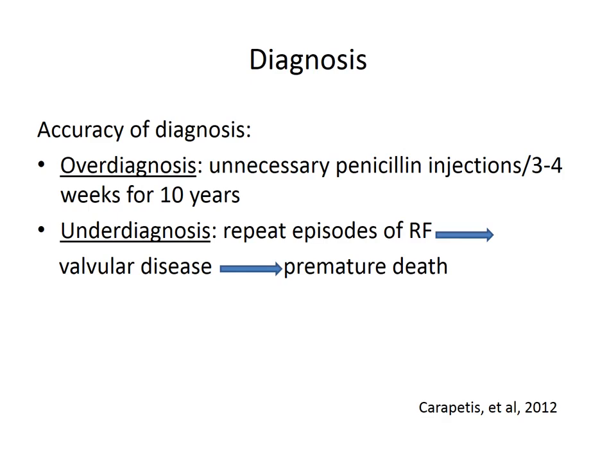The diagnosis was not as accurate as one would have hoped. There are quite a number of overdiagnosed and underdiagnosed cases. The overdiagnosed cases can eventually end in unnecessary penicillin injections every 3 to 4 weeks for 10 years or more. And the underdiagnosed cases may have repeat episodes of rheumatic fever, which lead to further valvular disease and premature death. So it was very important that the diagnosis improves with fewer false negatives and false positives.